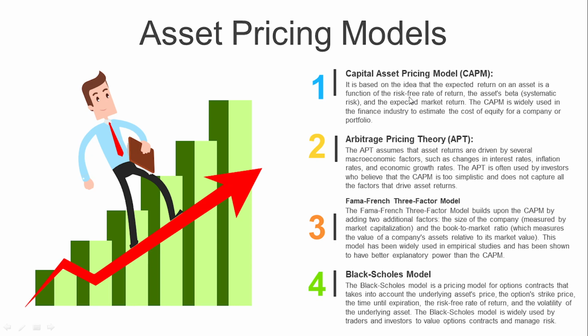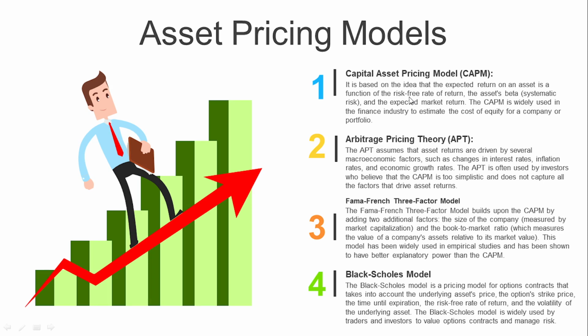The third asset pricing model is the Fama-French three-factor model. The Fama-French three-factor model builds upon the CAPM by adding two additional factors: the size of the company measured by market capitalization and the book to market ratio, which measures the value of a company's assets relative to its market value. This model has been widely used in empirical studies and has been shown to have better explanatory power than the CAPM.